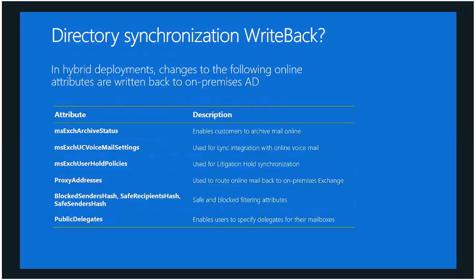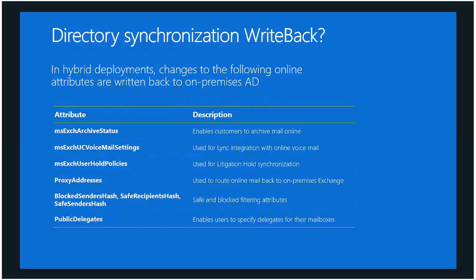In general, there is no write back from Azure Active Directory to your on-premises directory. However, there is one exception, and this exception is when you have an Exchange hybrid. Because if you have an Exchange hybrid, this means that some users would have their mailboxes on premises and other users would have their mailboxes in Exchange Online, so in the cloud. But Active Directory, as the source of authority for all objects, has to know exactly which users have their mailboxes in Exchange Online and which users have their mailboxes on Exchange Server.